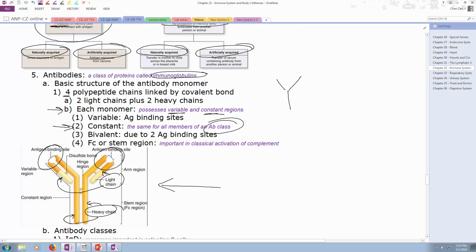Now the constant region is what gives us the class. It tells us what class this antibody belongs to. So this area right here always tells us what antibody class we're dealing with. It's easiest to look at that heavy chain for that. We call our monomers, our Y-shaped antibodies, bivalent because we have 2 antigen binding sites. And that stem region is also referred to as FC. It's called FC because it's involved in the classical activation of complement. FC, or the stem. We'll stop there.